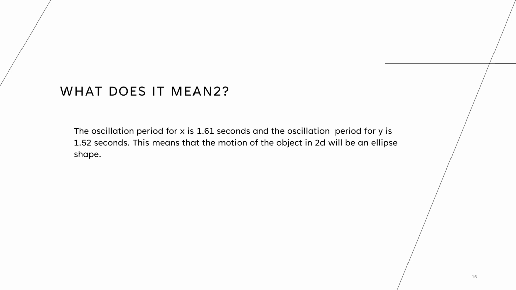This means that the motion of the object in 2D will be an ellipse and not a perfect circle shape because they have different oscillation periods. And that the shape of the ellipse will change over time.